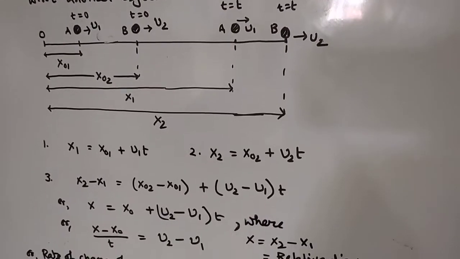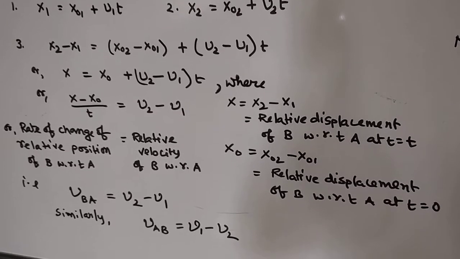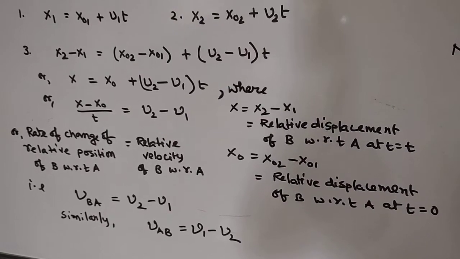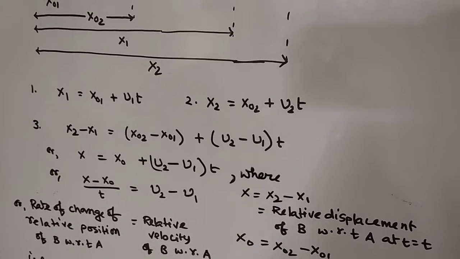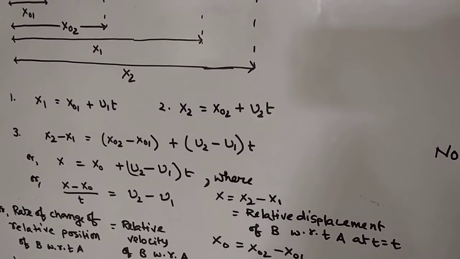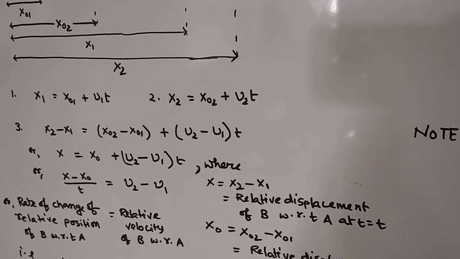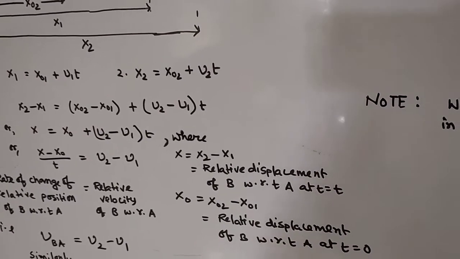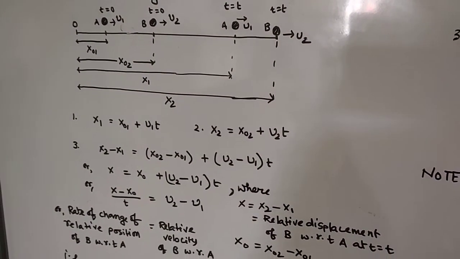Now, the expression which we have already discussed in our previous class is that the relative velocity of B with respect to A is v2 minus v1, and the relative velocity of A with respect to B is v1 minus v2. The general expression which we have defined is (x minus x0) by t equal to v2 minus v1, where x is x2 minus x1, the relative displacement of B with respect to A at t equal to t, and x0 equal to x02 minus x01, the relative displacement of B with respect to A at t equal to 0. Now we are going to use this expression to explain a few special cases.